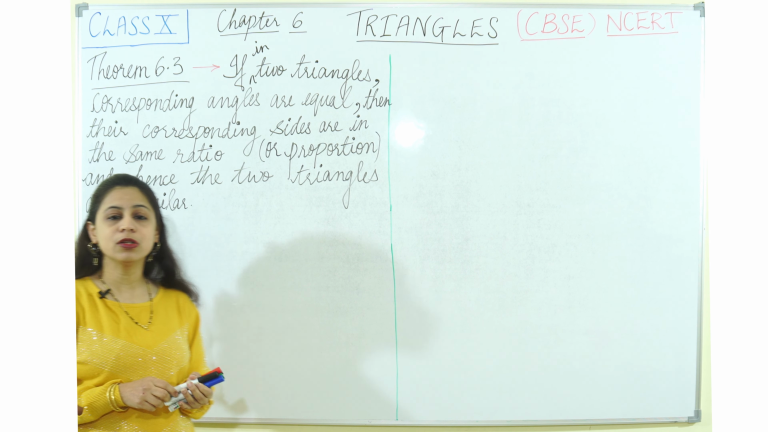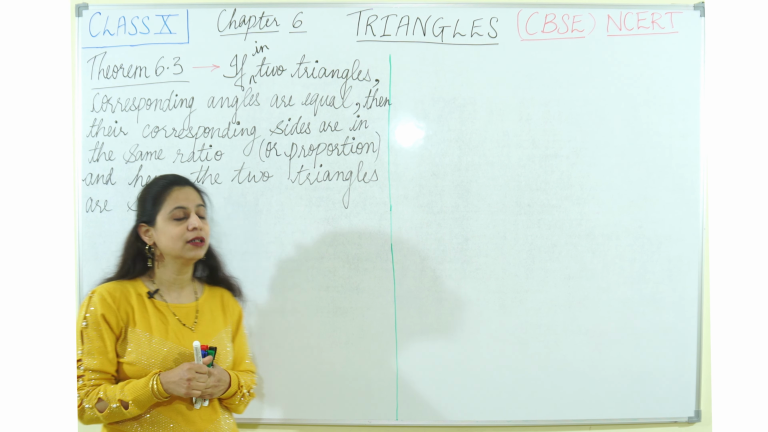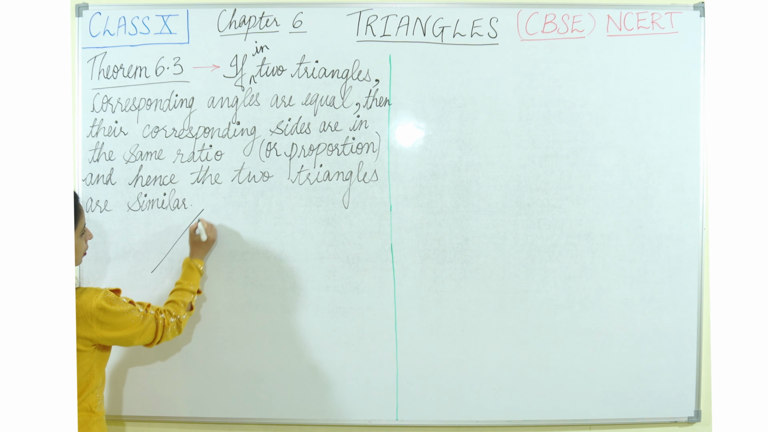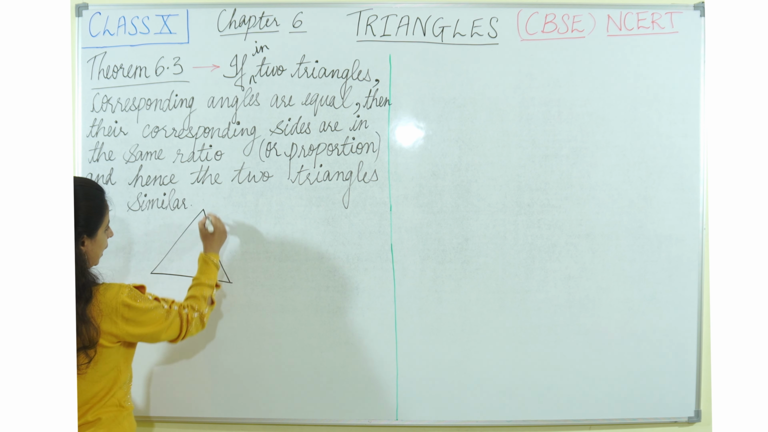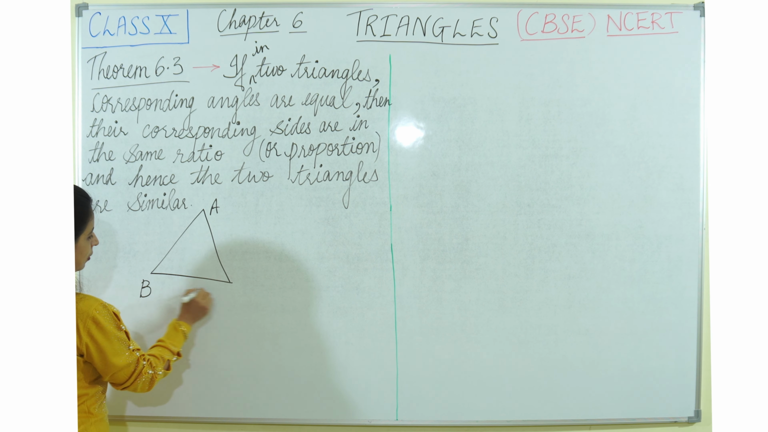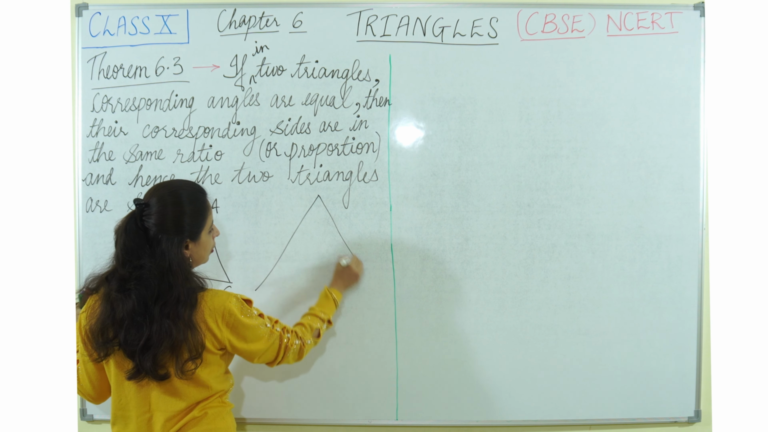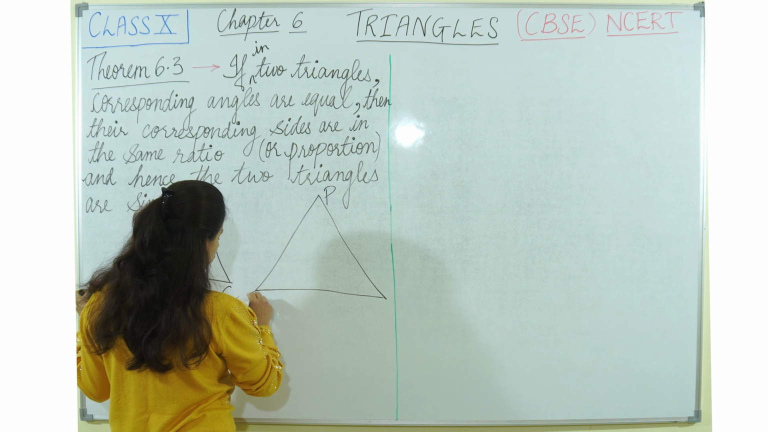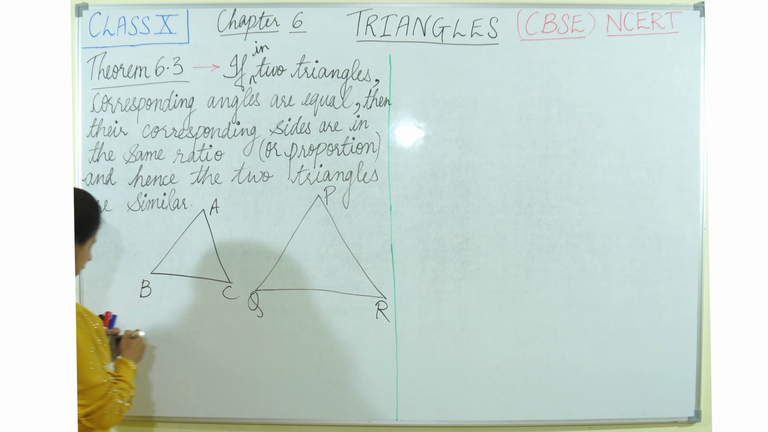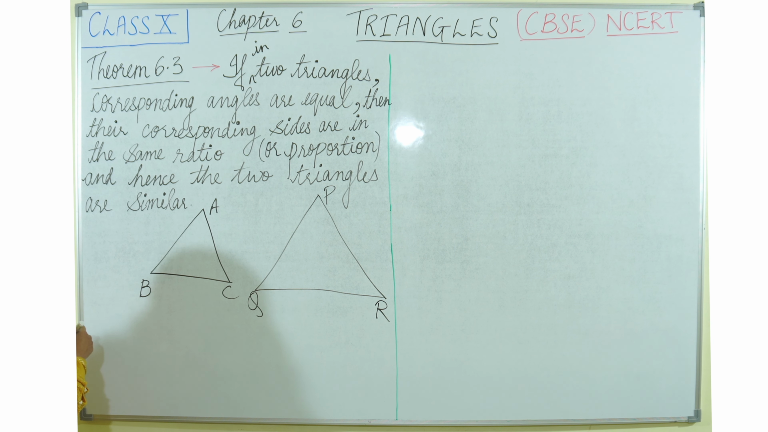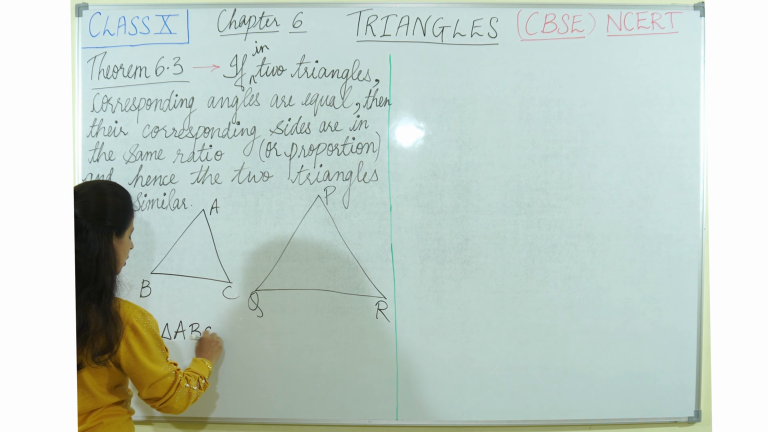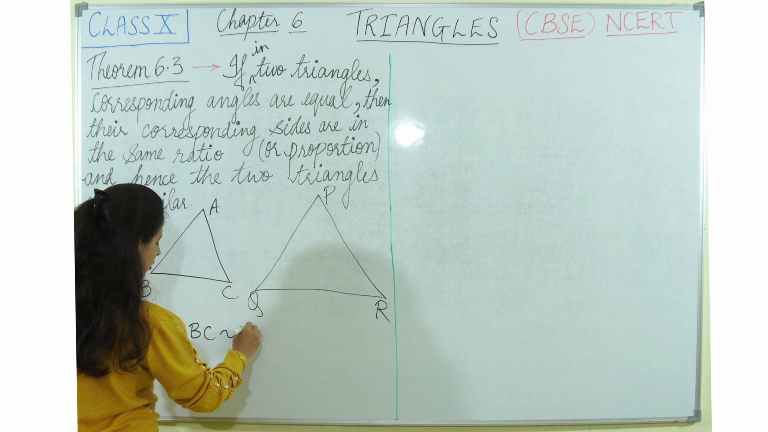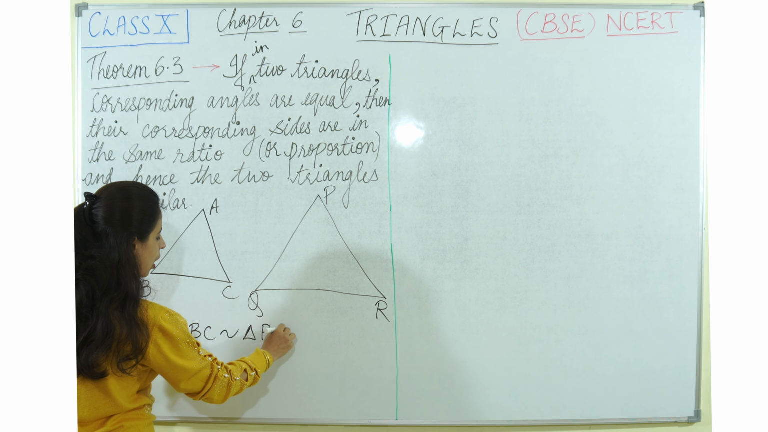So let us take two triangles. Let one triangle be ABC and the other triangle be PQR. So we need to prove triangle ABC to be similar to triangle PQR.